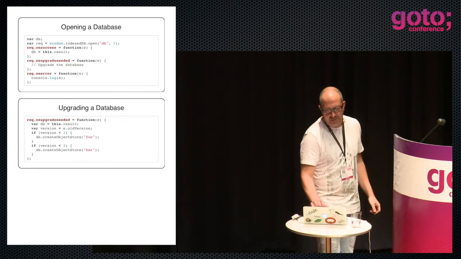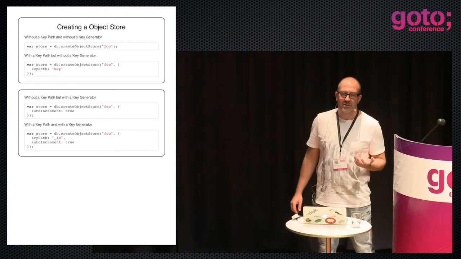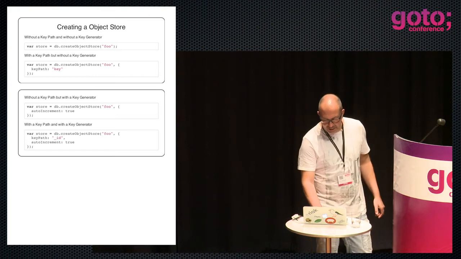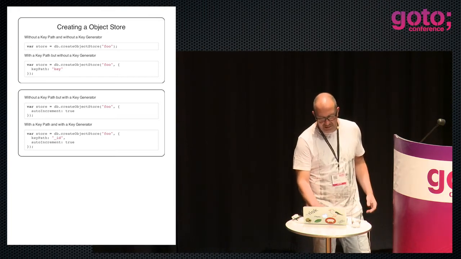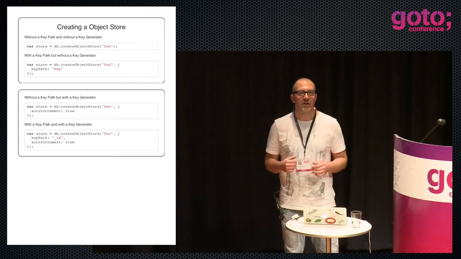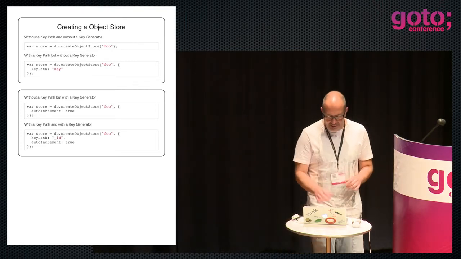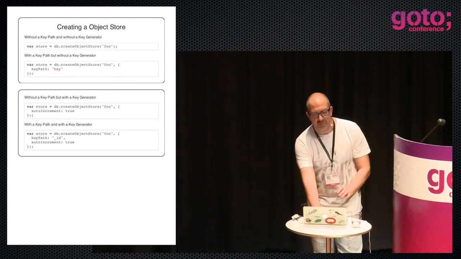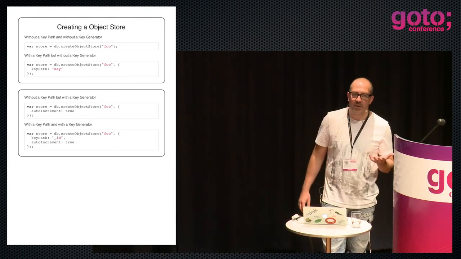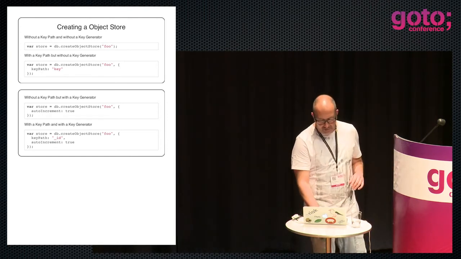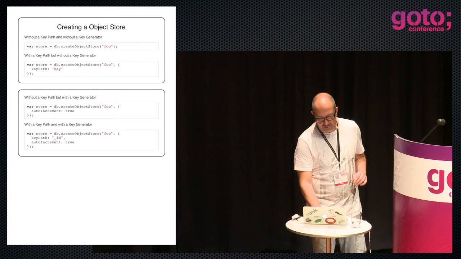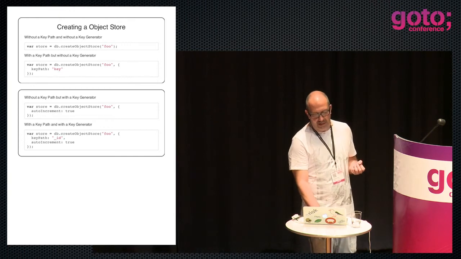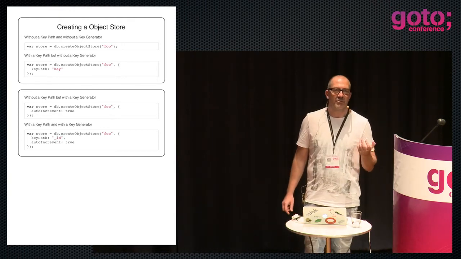We can create object stores, and an object store here is similar to a table in an SQL world. So that's kind of a bucket where we can put in our JSON documents. If we just make an object store called foo, we will have to provide keys for every object that we put in. If we provide a key path when we create the object store, the object store will look for this property on the objects that we store and use that as a key.